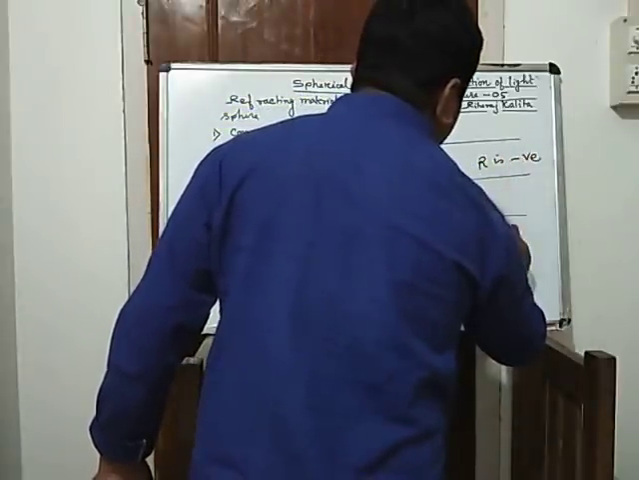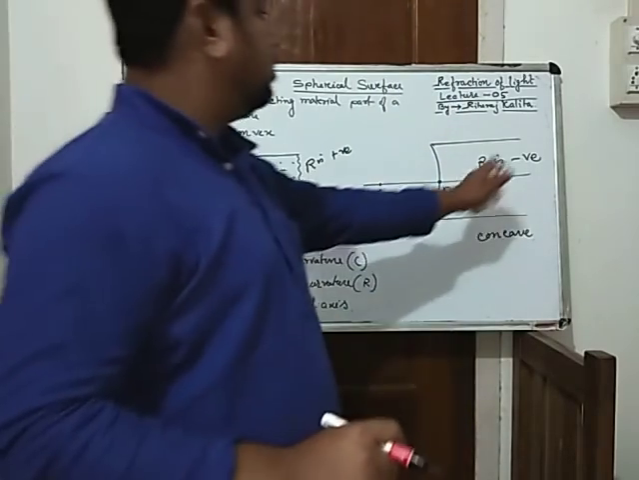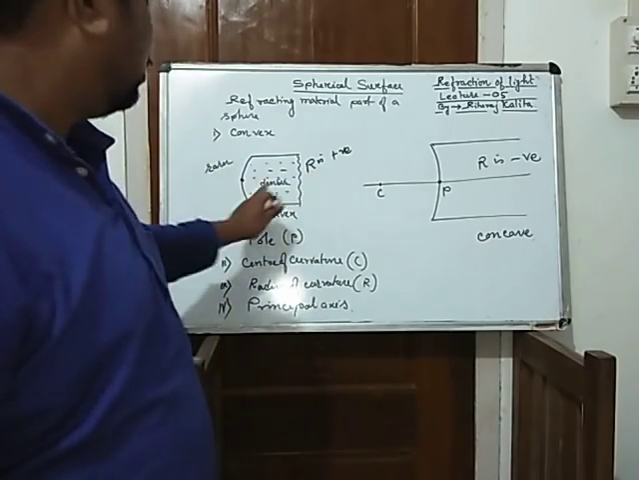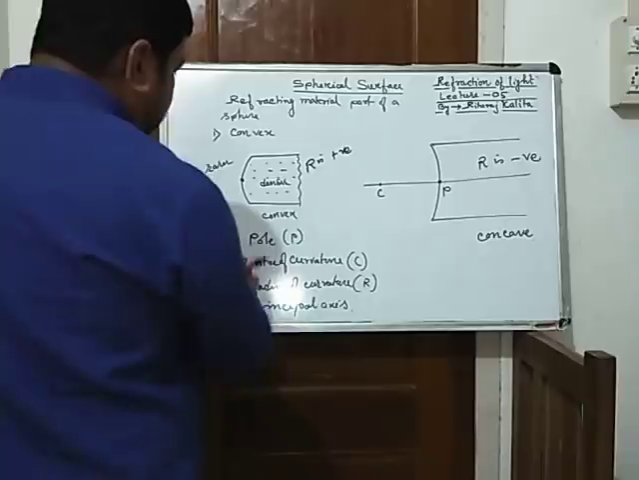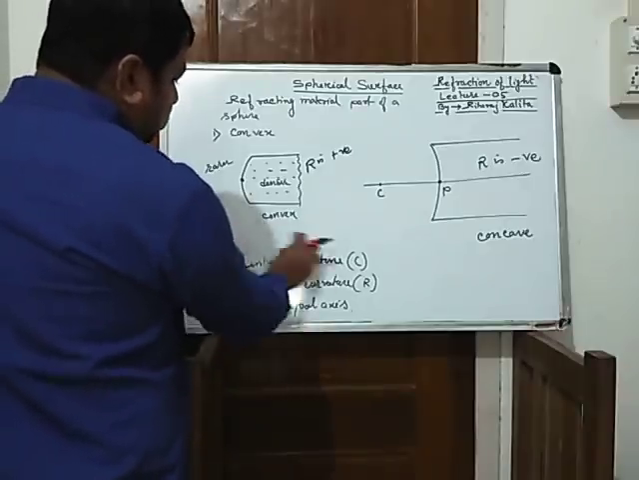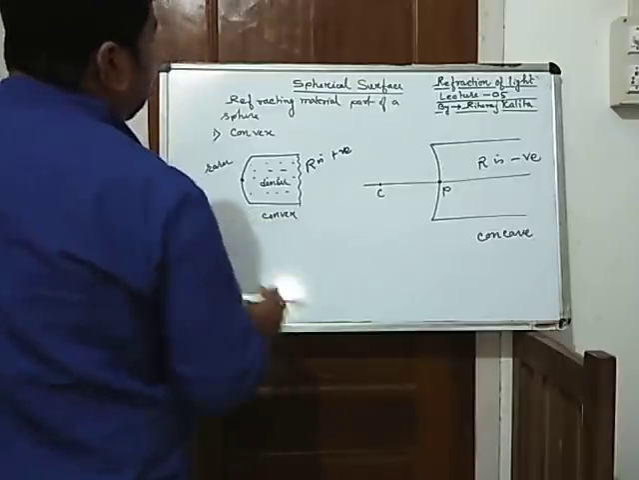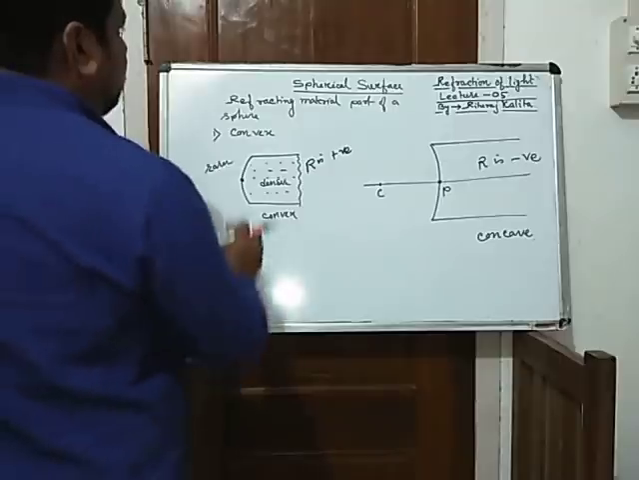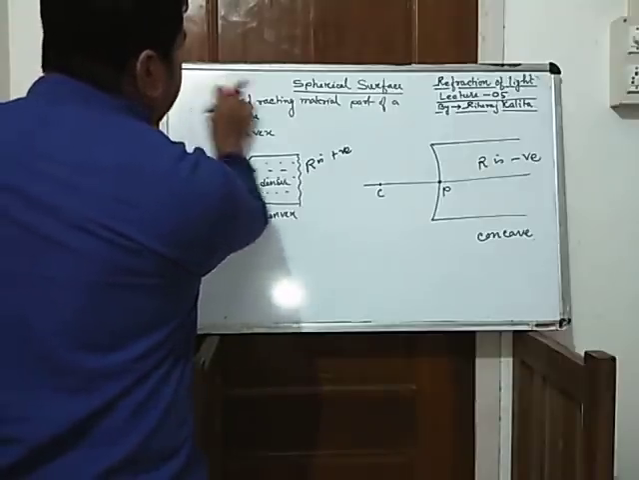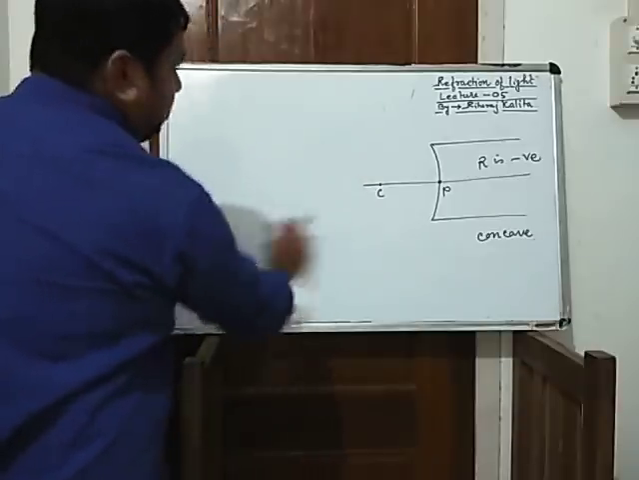This is concave. In concave R is negative, in convex R is positive. Now we discuss reflections through spherical surface, how refraction takes place in a spherical surface. The first one is refraction through a convex spherical surface.